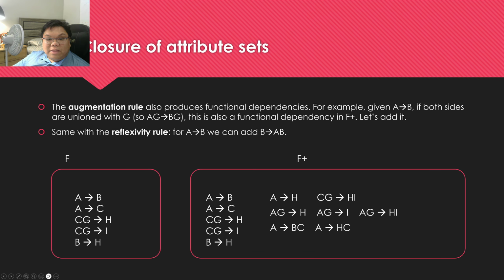We can use the augmentation rule to also produce functional dependencies. For the functional dependency A determines B, if we union both sides with G, so AG determines BG, that's also a functional dependency in F+, so we can add that. The same is true for the reflexivity rule: if we have A determines B, then we can add B determines AB.